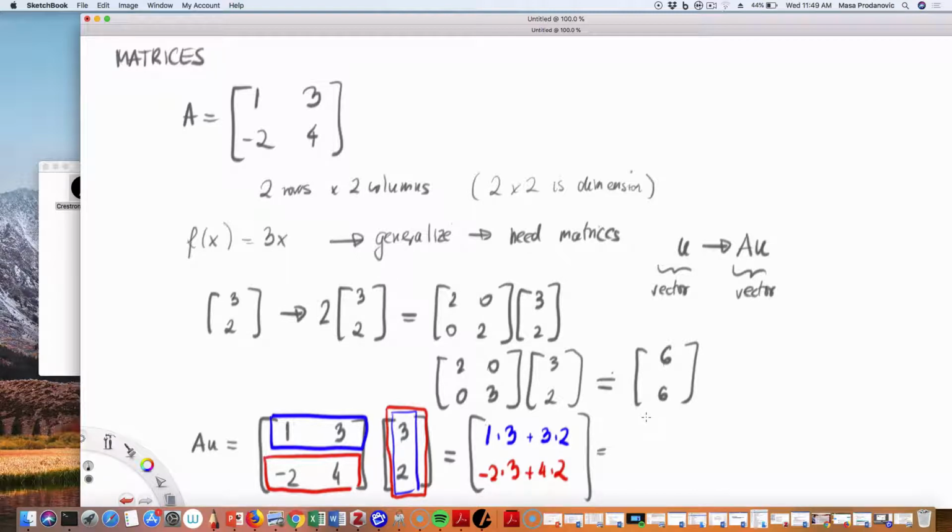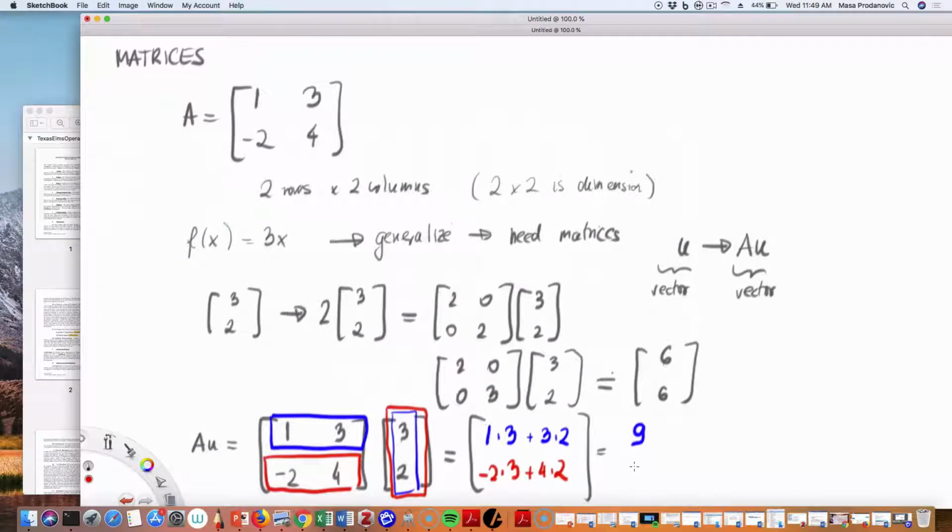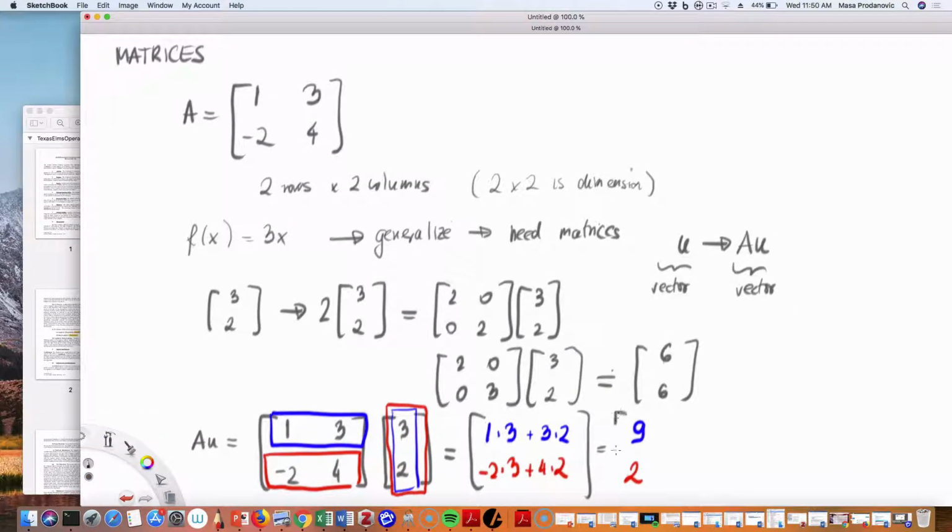So what is the result? 3 plus 6, it's 9, and 2. 9 and 2. And that is essentially my vector result. So this is just a very small example, 2 by 2 matrix times 2 by 1 vector. We're going to generalize this to a more general case next time.